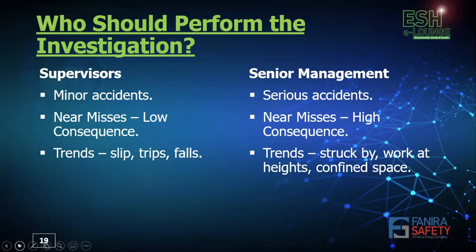So the supervisors should look after the minor accidents that take place. Near misses and low consequence incidents. We're talking of things like slips, trips, and falls. Those sit within the jurisdiction of the supervisor. Then the senior management should partake in the more serious incidents, the near misses that could have resulted in higher consequences. So we're now talking of dropped objects from height. We're now talking of incidents in confined space. We're talking of working at heights. So that differentiation is important. And I always encourage organizations to have these investigation protocols defined within their policies.